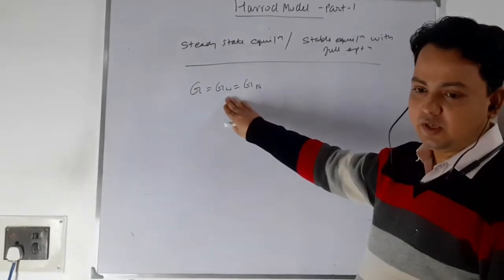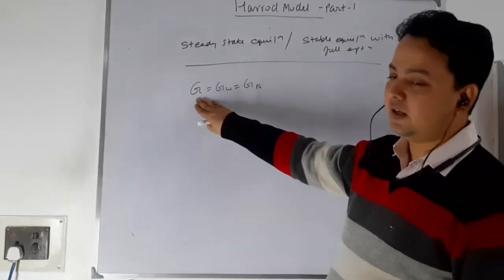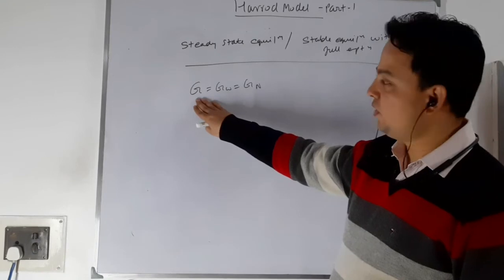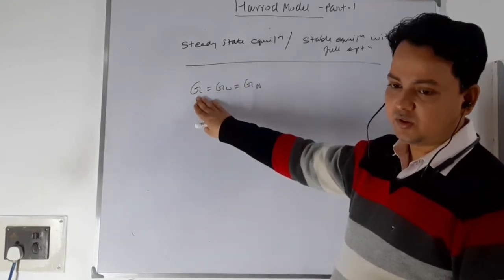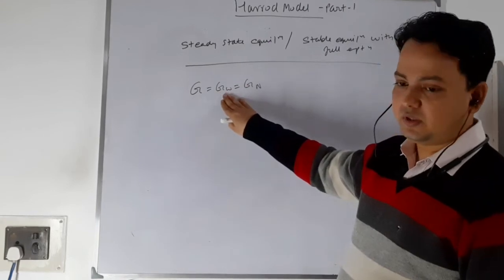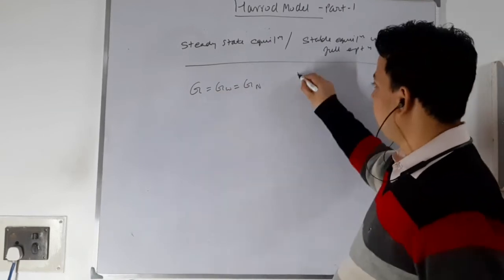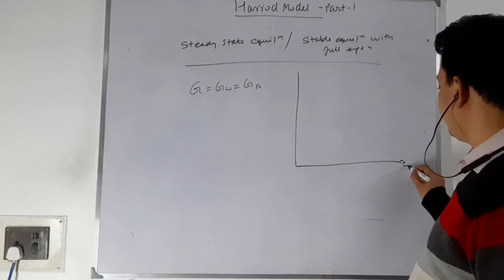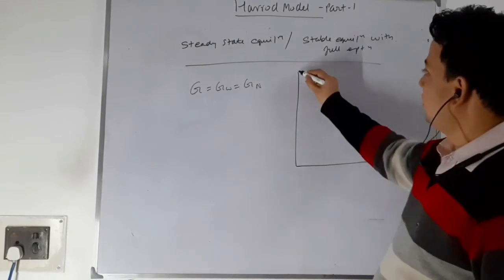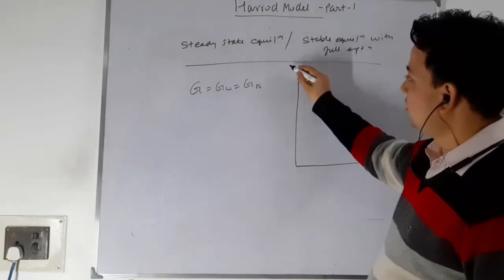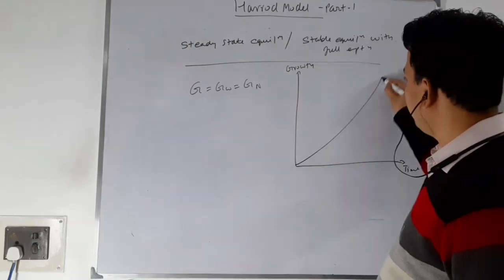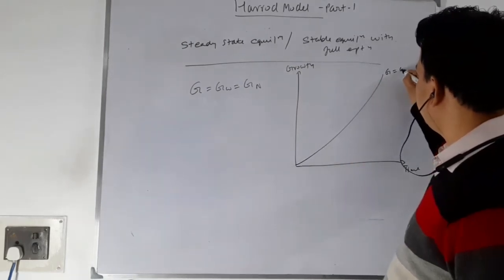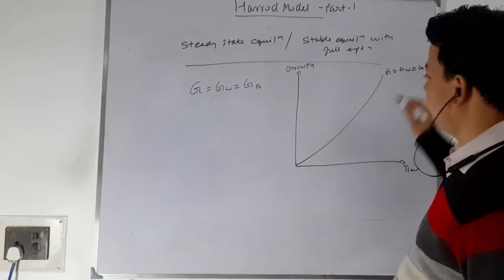So, the first issue that he raised: how we can achieve steady state equilibrium? We can achieve it when your actual growth rate equals warranted growth rate equals natural growth rate. Look at this graph. Here you take time, and here you can write the three growth rates separately, or just write growth, whatever you want. The three variables are growing at the same rate: G equals GW equals GN.